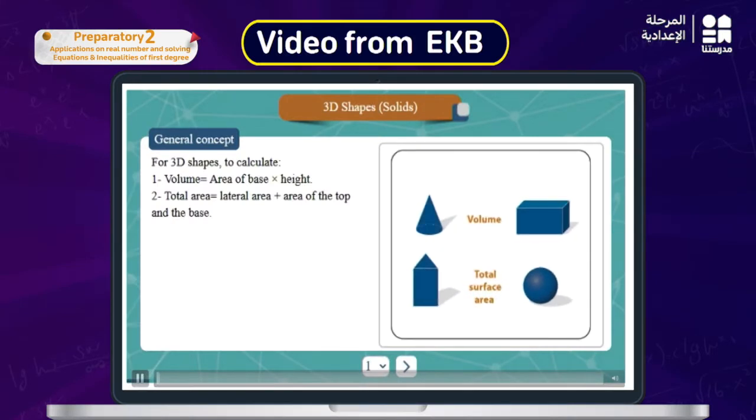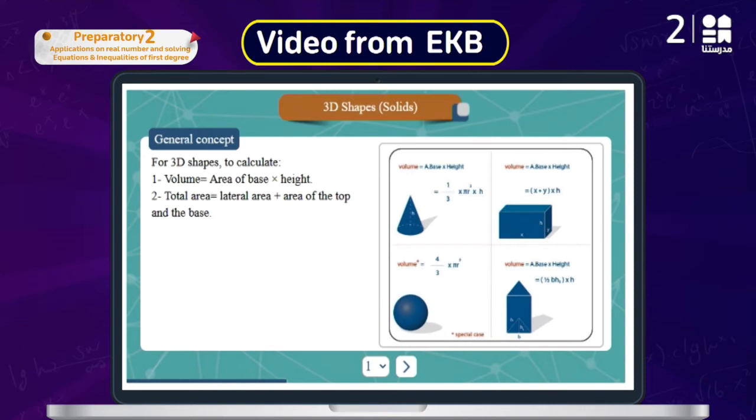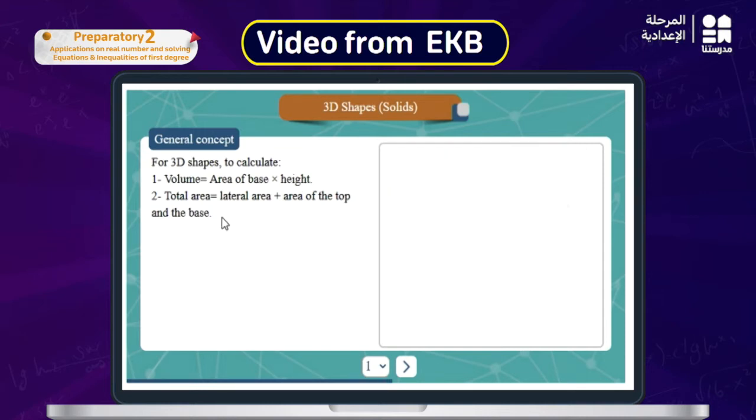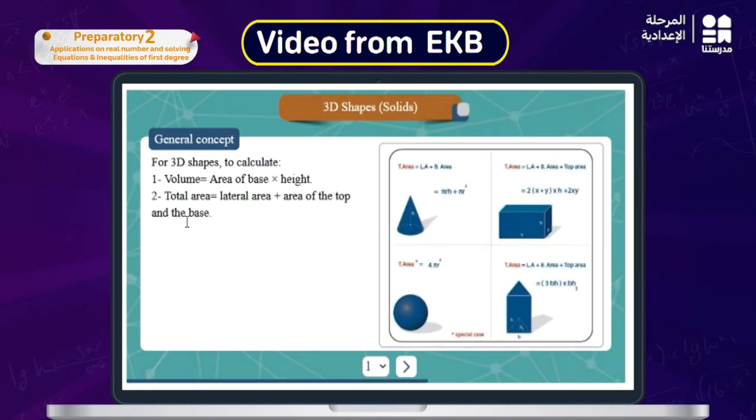For any uniform 3D shape, we can at least calculate two main properties of it: its surface area and its volume. The volume of any shape is equal to the area of its base times its height, and we may multiply that by a factor 2. Moreover, the total area of any shape is equal to the addition of the surface area of its base and top plus its lateral area, which is the area of the sides of the shape. The sphere here is a special case as it doesn't have any sides.